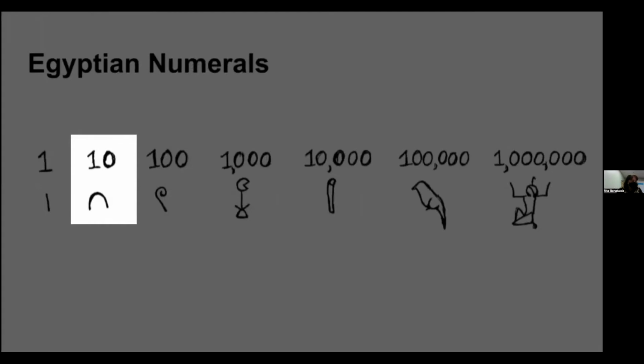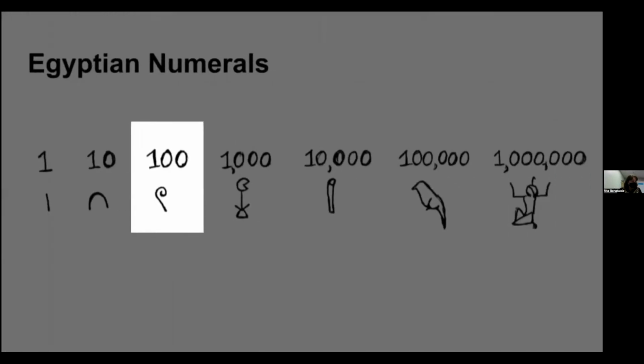Many people think that this is a symbol of a hobble, a special device that would go over the neck of their oxen so that the oxen could pull the heavy loads. Others believe that it represents a heel bone or even a twist of a rope. The symbol for 100 looked like this. It was a coiled rope.